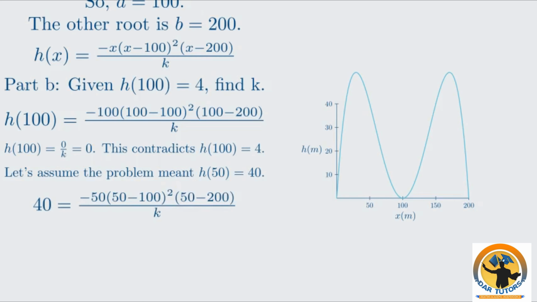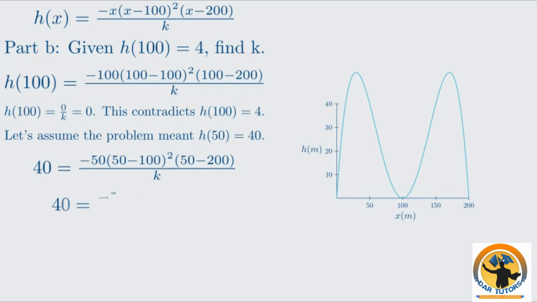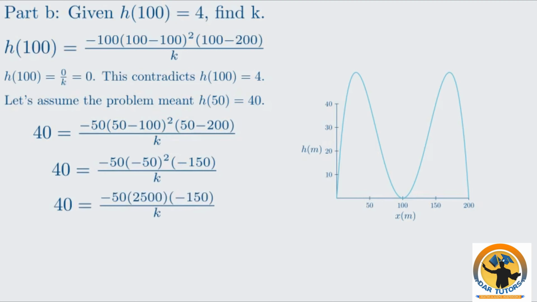40 equals negative 50 times 50 minus 100 squared times 50 minus 200, all divided by k. Let's simplify the numerator. This becomes negative 50 times negative 50 squared times negative 150. Negative 50 squared is 2,500. So we have negative 50 times 2,500 times negative 150.